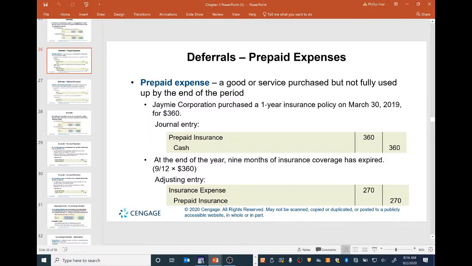So we debit insurance expense because remember, expenses are debit balances. Debits increase them, so that's why we're debiting the insurance expense. Then we have to reduce the asset that we originally recorded when we purchased the insurance policy. That's why we're crediting prepaid insurance right here. Okay, makes sense to everybody?